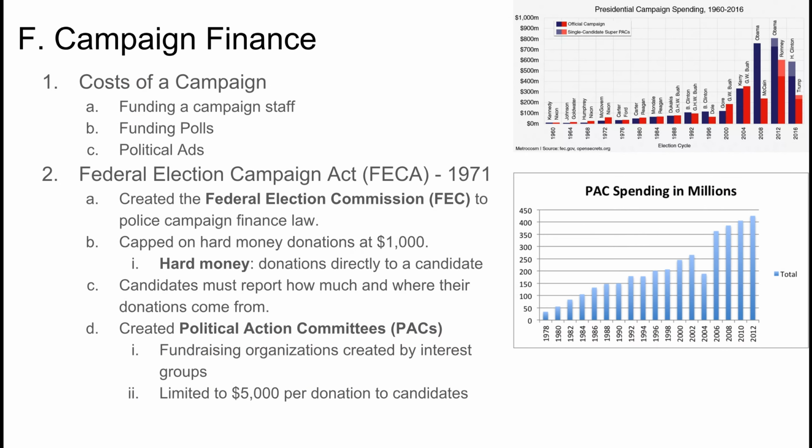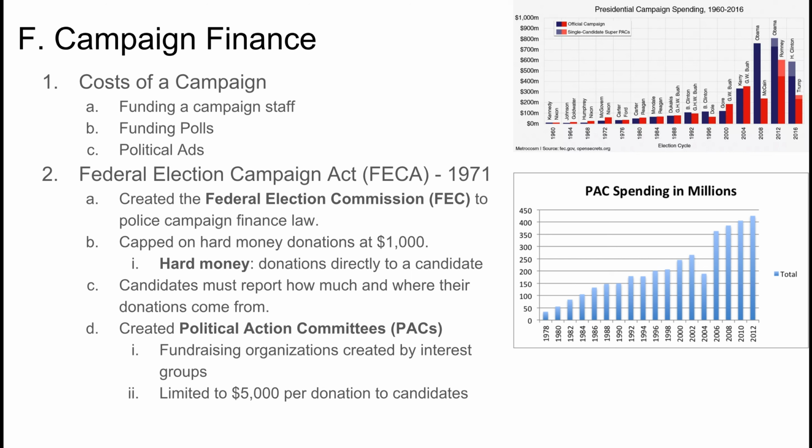So with that comes the issue of corruption, because where that money comes from can be an issue. We want to make sure that our candidates are not going to be unfairly influenced by where that money is coming from. So enter the Federal Election Campaign Act, passed in 1971. The purpose, again, was to rein in some of this campaign finance and where it's coming from.